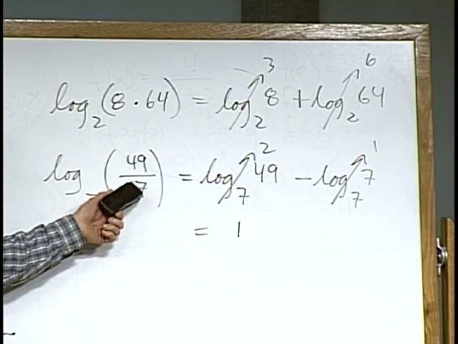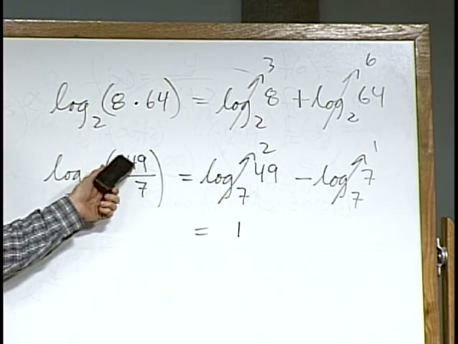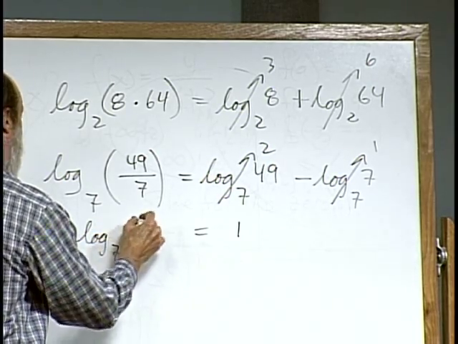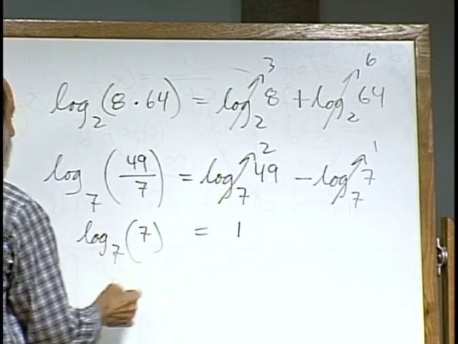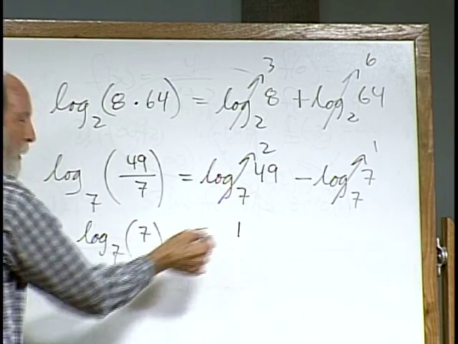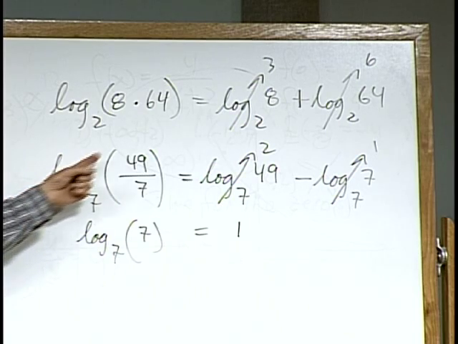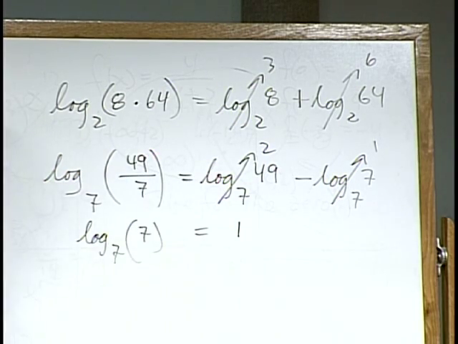Can you check that by doing the arithmetic here? 49 divided by 7 is 7. What's the log base 7 of 7? 1. Okay. The important thing by the example, though, is that the log of a ratio equals the difference in the logs.